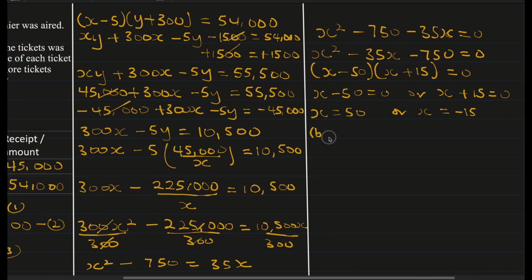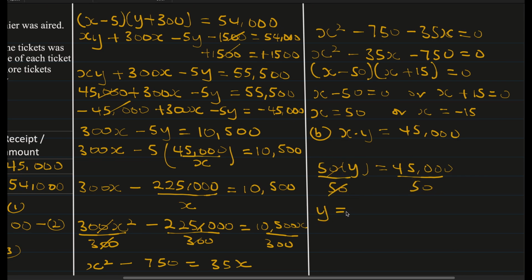The B part says we should find the number of tickets sold. From equation 1, you know that X times Y is equal to 45,000. Now we know the value of X to be 50 now. So 50 multiplying Y is equal to 45,000. Dividing both sides of the equation by 50. Dividing here also by 50. This 50 cancels this 50. And we have Y is equal to 900. So the number of tickets sold were 900.